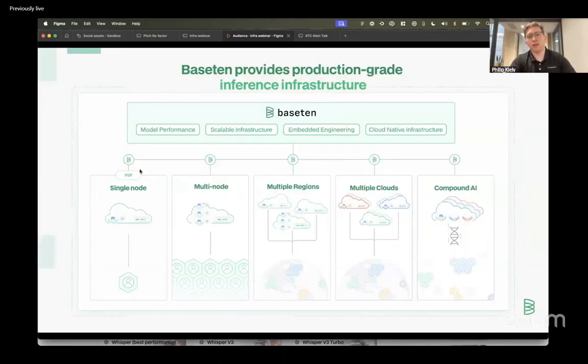What Baseten does is it provides the model performance tooling, the scalable infrastructure, the embedded AI engineering expertise, and the cloud-native infrastructure to help you scale throughout this entire journey, going from that single node to the multi-node, the multiple regions, the multiple clouds as you serve your compound AI workloads in production.